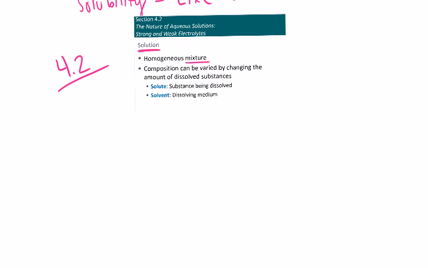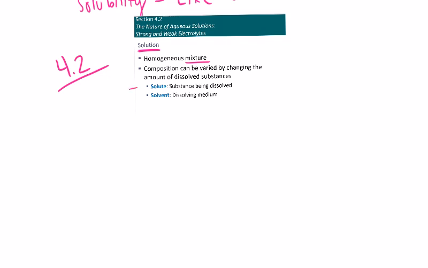Okay, a solution is a homogeneous mixture, so it looks the same throughout. Okay, we cannot see the individual pieces. We put a solid in, we dissolve it, and we can no longer see the solid anymore. So we change the composition by changing the amount of the dissolved substance.